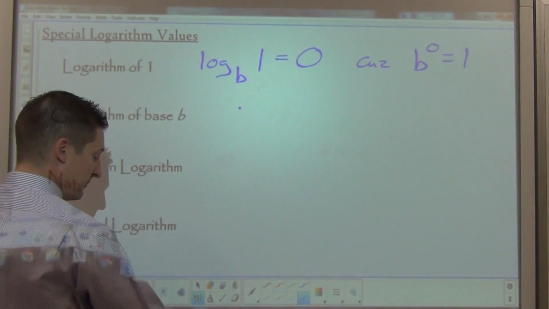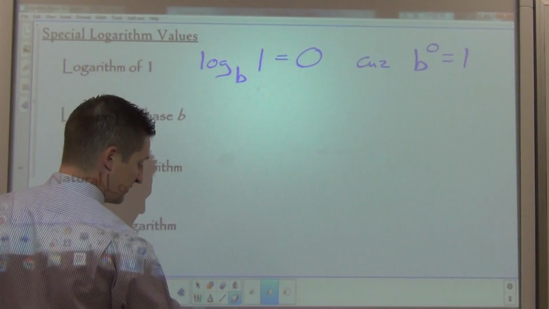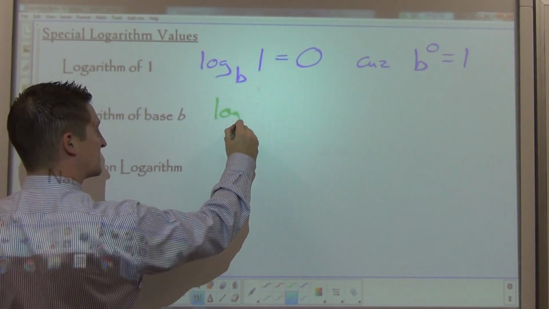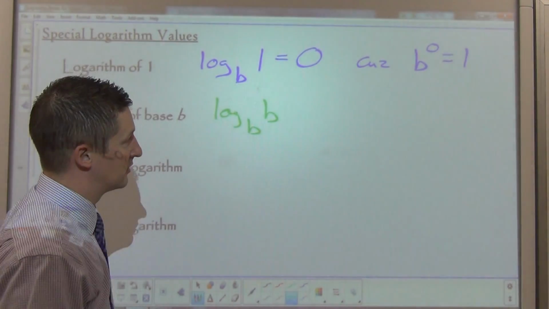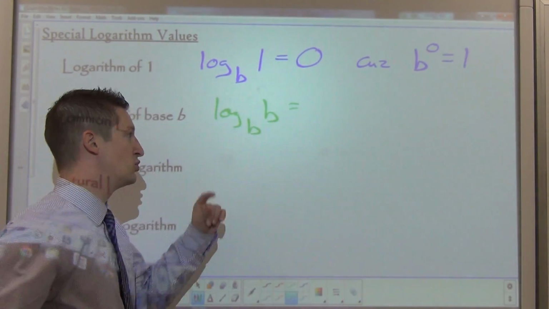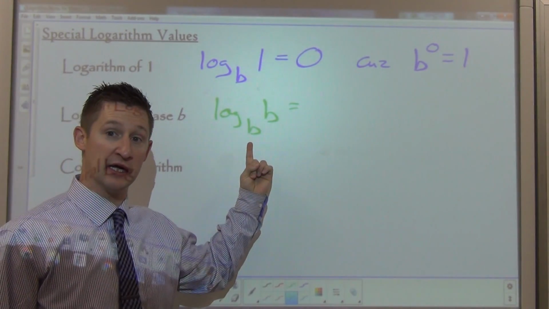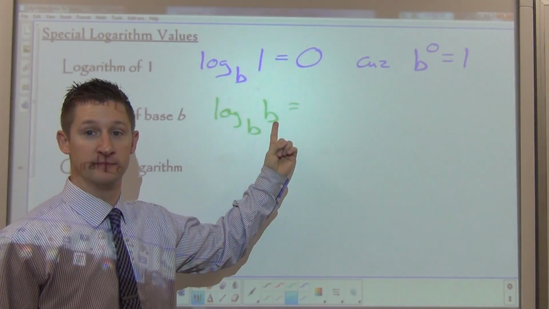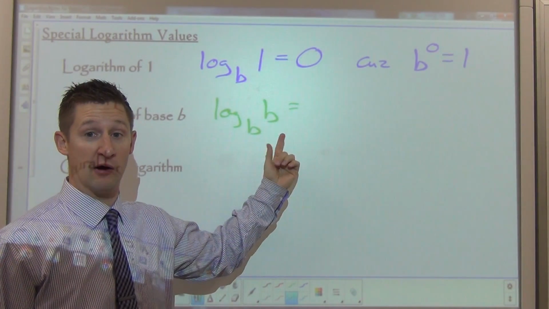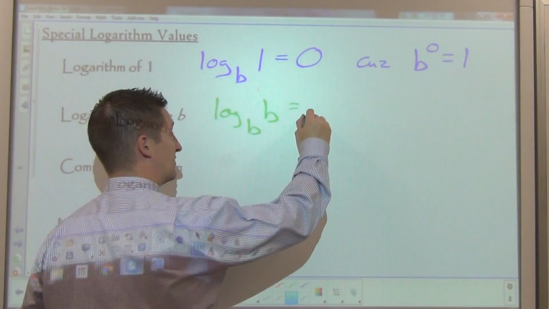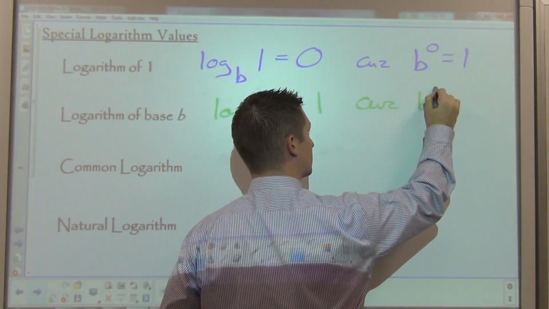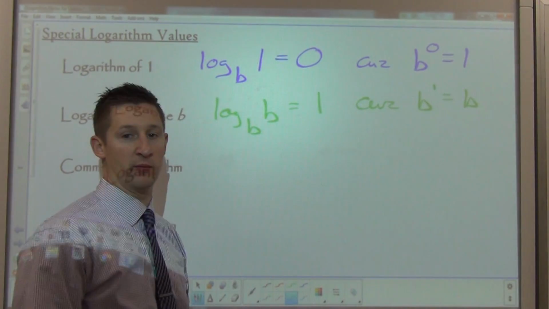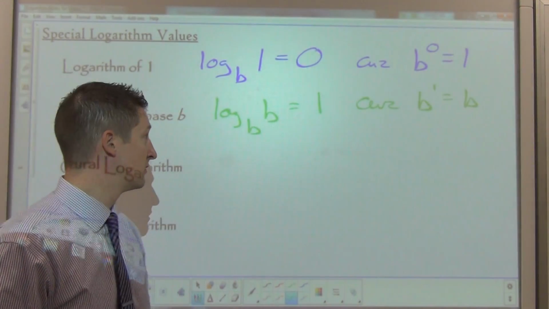The next one, the logarithm of base b. I like to think of it this way. If I have the log base b of b, kind of like the logarithm of itself, well, to what power should I raise b in order to get the exact same number? Well, any number raised to the first power is going to equal that same number. So this is going to equal 1, because b to the first equals b. If you want to make a little note of that, you can do so.